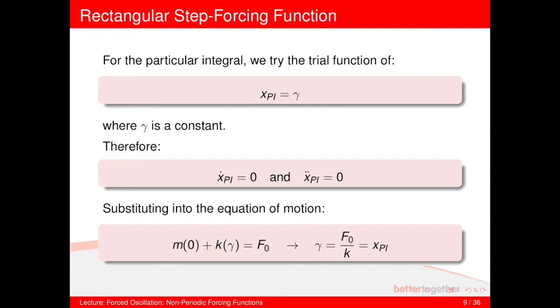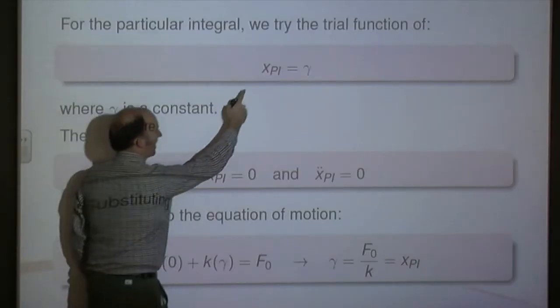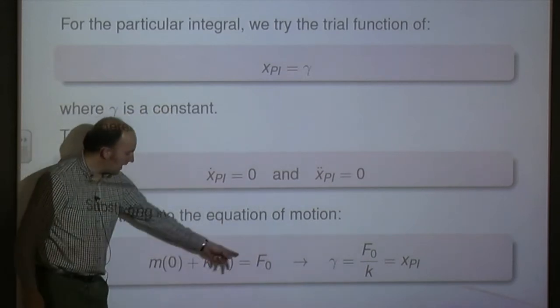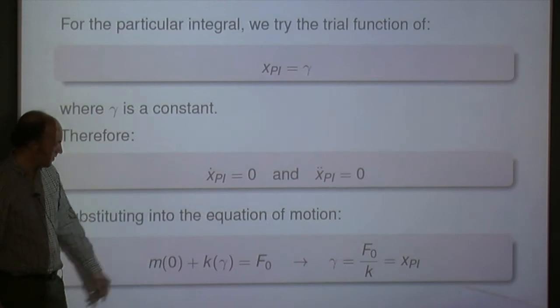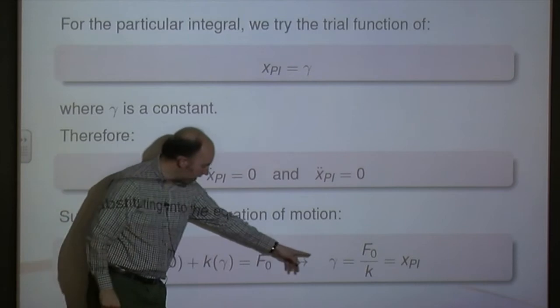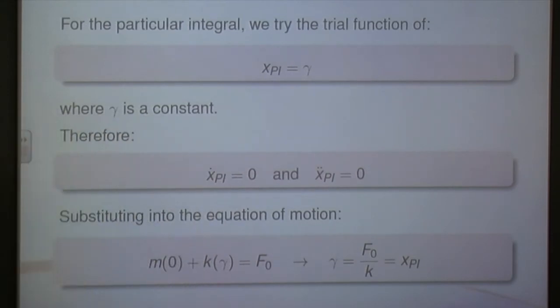So what you do is you take your particular integral, take the first and second derivatives, and stick them back into your differential equation of motion. By sticking that into the equation of motion, you'll find the unknowns. Here, gamma comes out to be F0 upon k.